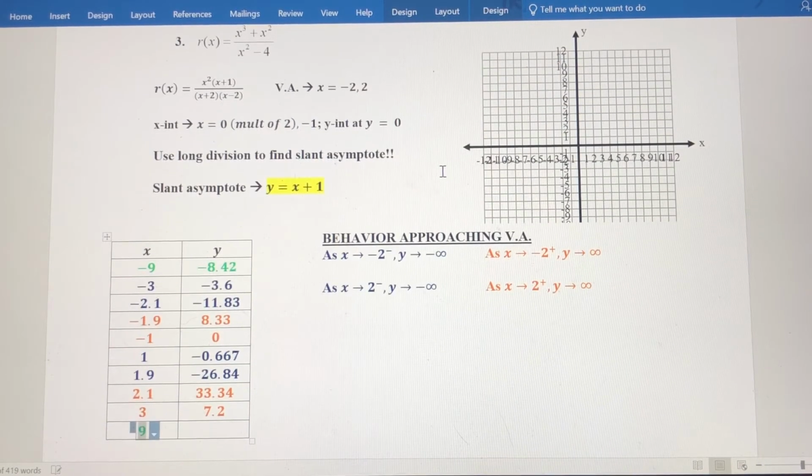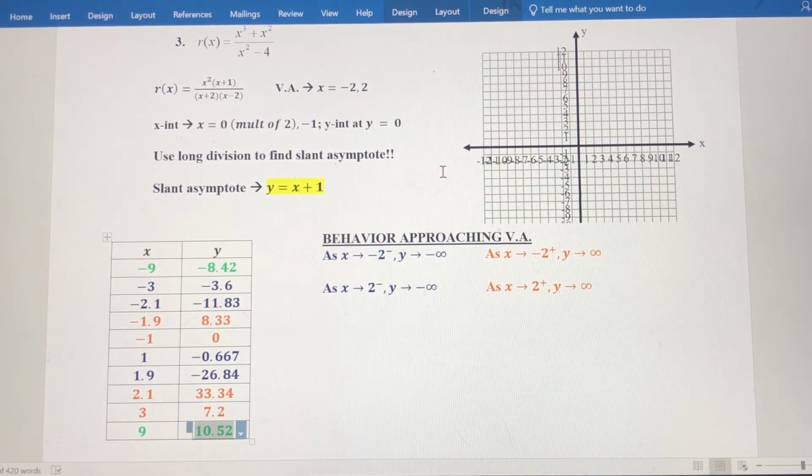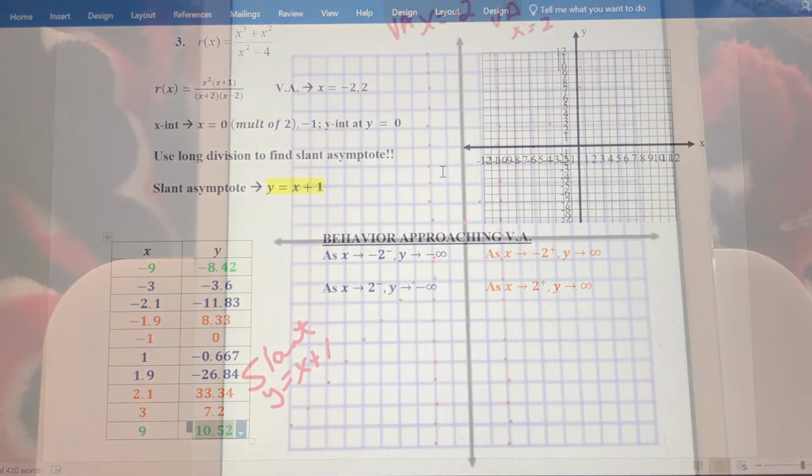Let's plug in +9. When I do that, I'm going to get 10.52. So those are a couple ordered pairs that I can graph that will make it very clear what's happening as we approach -infinity to the left and +infinity to the right, okay? So let's go ahead and graph that function, take a look at this one, and we'll be done.